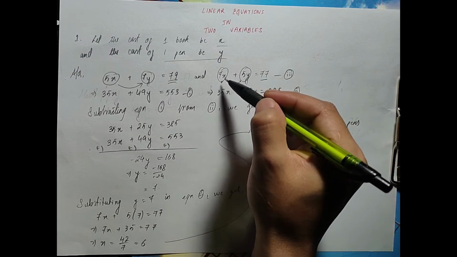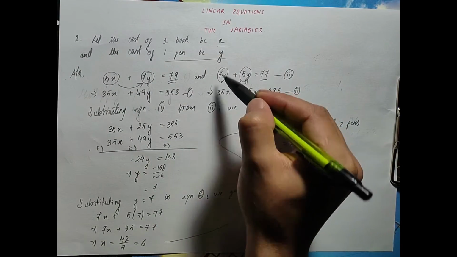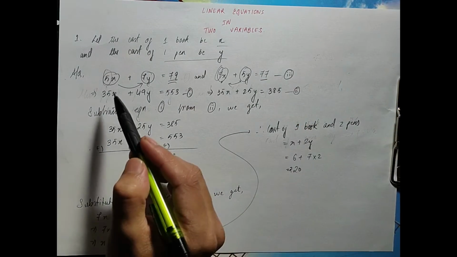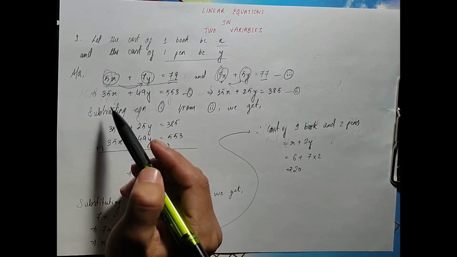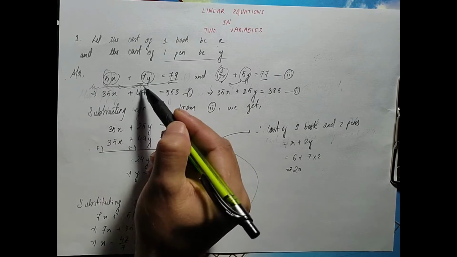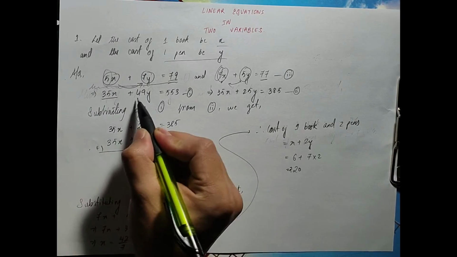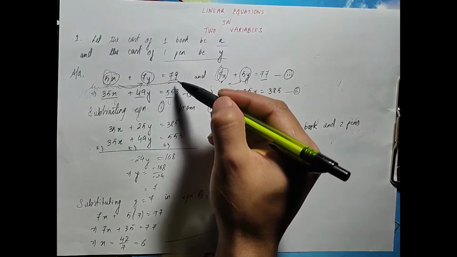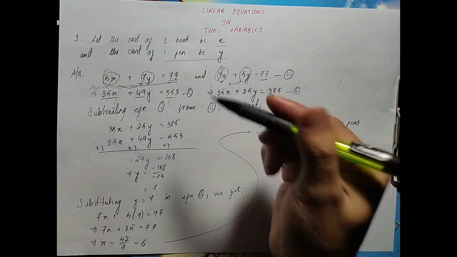Now if you want to do the elimination method, we know that we have to make the coefficients equal. So what we will do is multiply this equation by 7. Okay, so you can just simply write here, multiplying both sides by 7, we get this, right? 5 into 7 is 35, 7 into 7 is 49, 79 into 7 is 553.